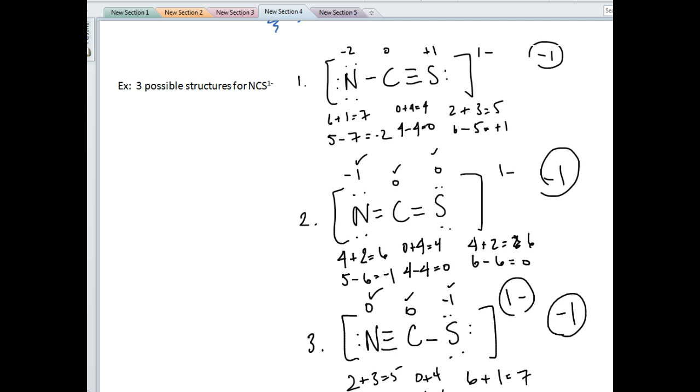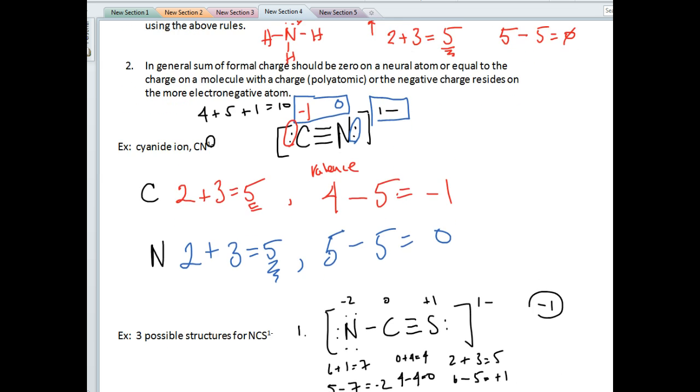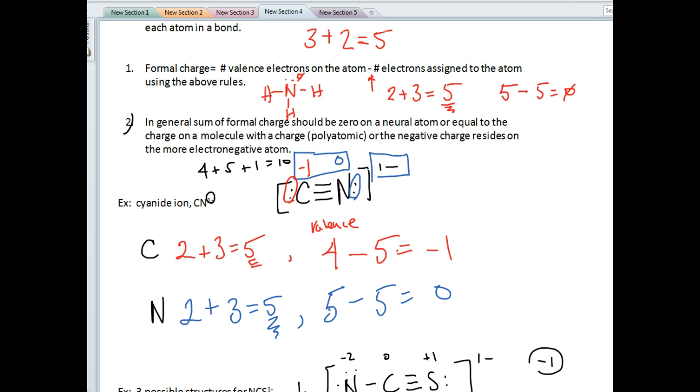But we have another rule that we apply, so let's scroll back up here to our rule, and that'll help us figure out what's going on. It says up here in number 2, in general, the sum of formal charges should be 0 on a neutral atom or equal to the charge in a molecule. Well, in this case, the charge was -1 in every single one of our 3 possibles, so we go to the next thing, and we say the negative charge should reside on the most electronegative atom. Okay, so that's what we're looking for.